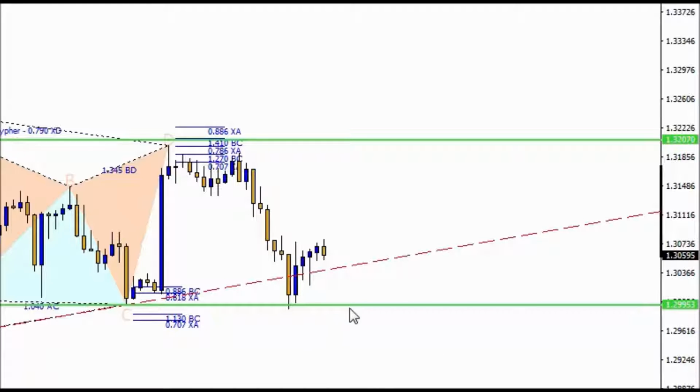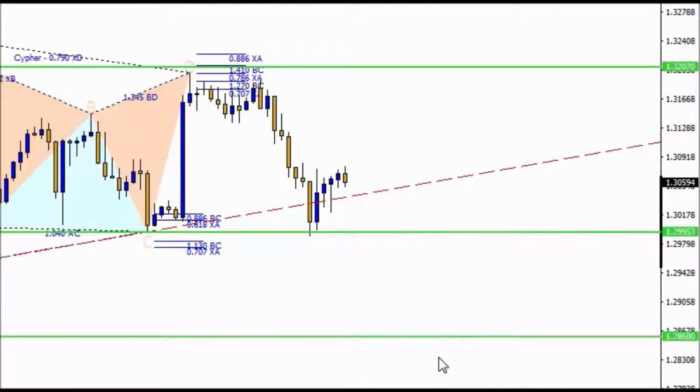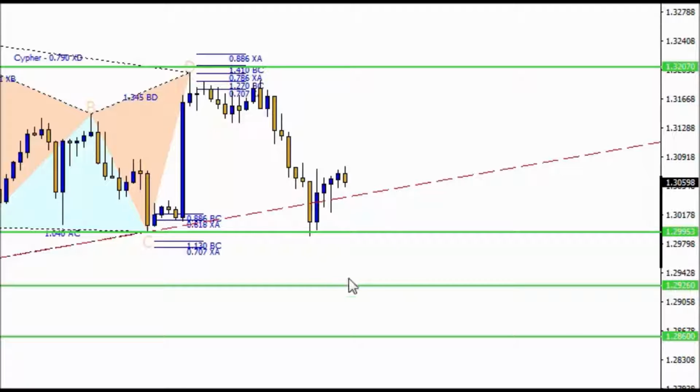So if it breaks that, then you've got a lower level to follow down to, and in the middle there you can mark a target area there, because that's another support level. If it breaks down there, this is another support level. So don't get caught up in between levels when the market is going sideways. It's the time when most traders lose their money.